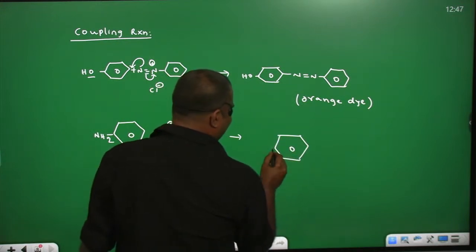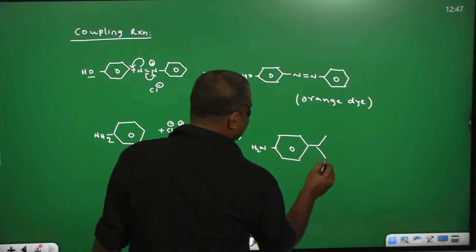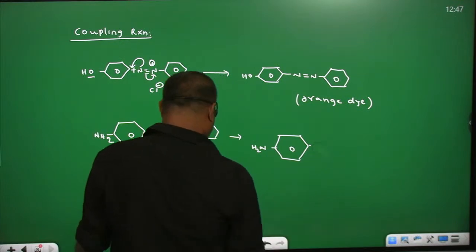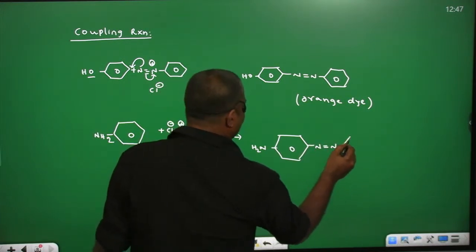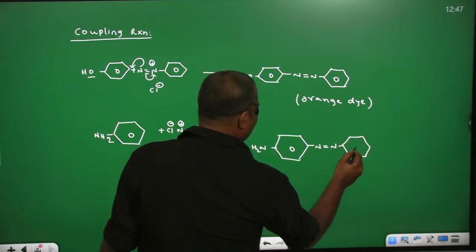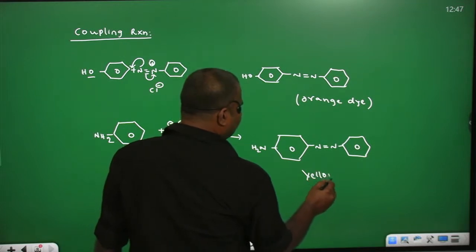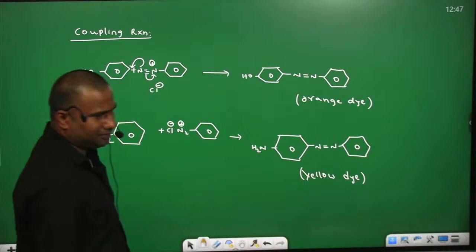You are going to find NH2 on one ring, then N double bond N. That is para-amino azobenzene that you are getting, which is actually a yellow dye. What is this? A yellow color dye.